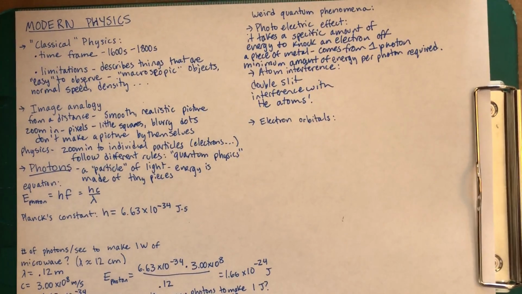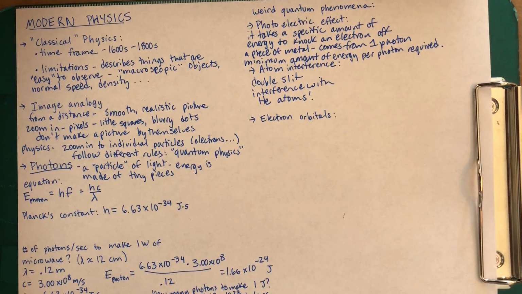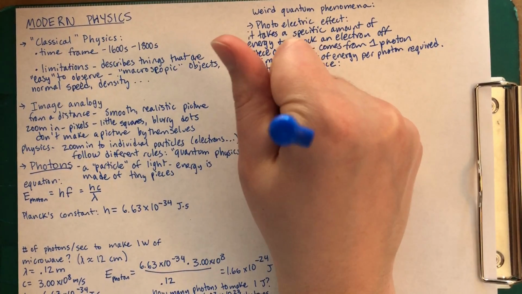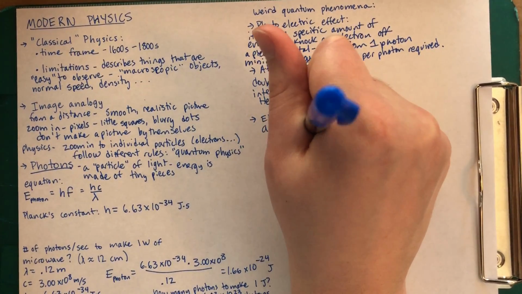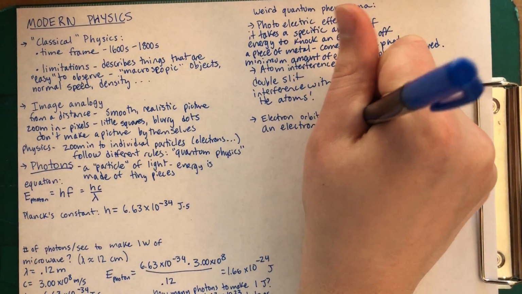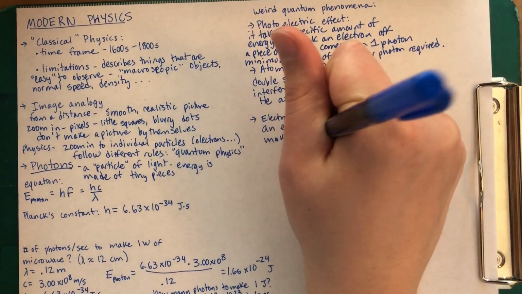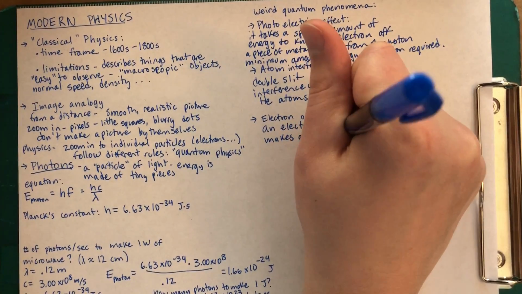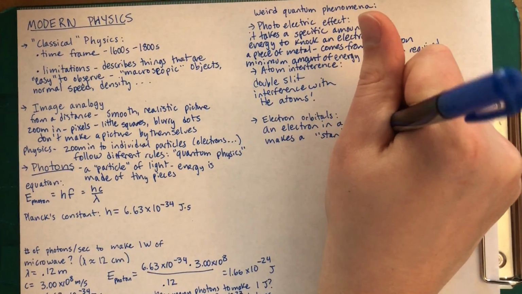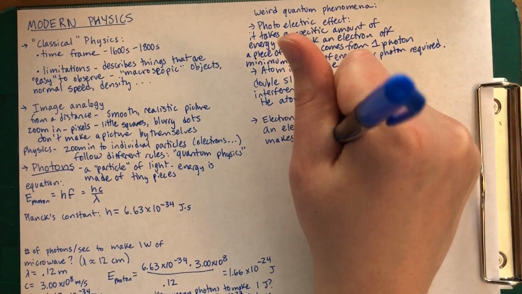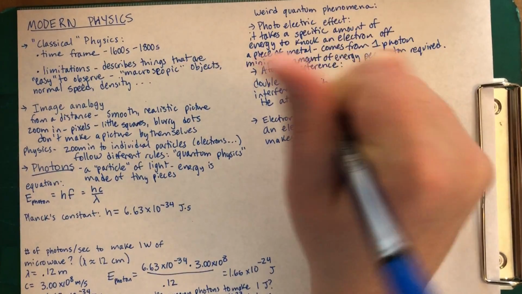But this is just an example of how an electron, which is a particle, acts like a wave. So an electron in an atom makes a standing wave pattern. Cool.